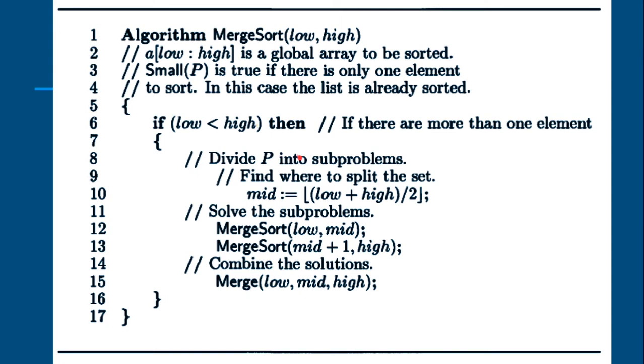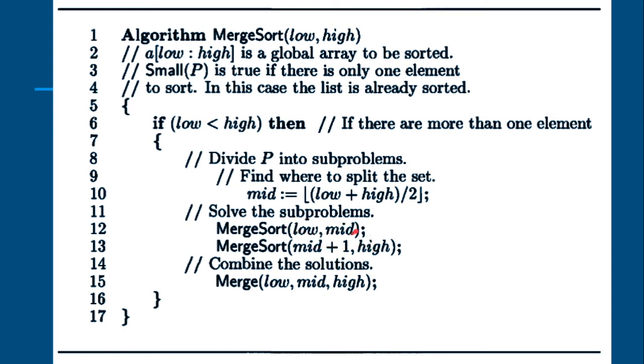That means you have to split the problem into multiple subsets. How to split? Use the formula: mid is equal to (low + high) / 2. You find the mid position by this average formula. Once you find the mid position, merge sort has to be applied from low to mid, and then recursively applied from mid + 1 to high.